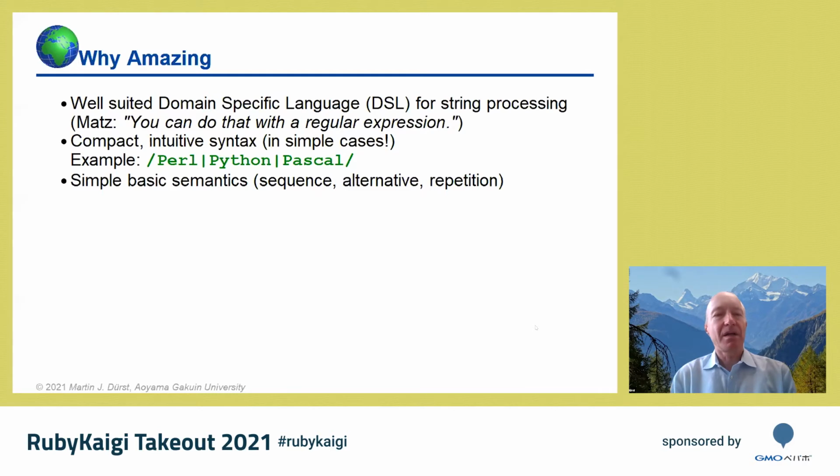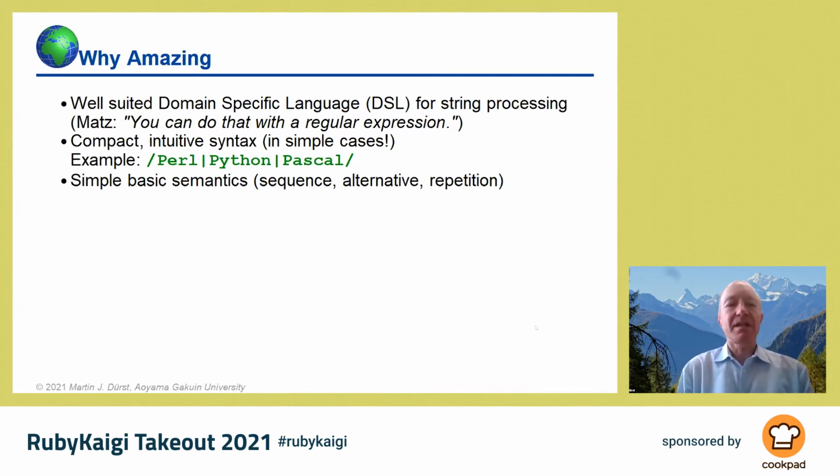Ruby is one of the languages where regular expressions are used very frequently. Regular expressions are amazing because they have a compact and intuitive syntax. If you write Perl or Python or Pascal, it just means what it says. It will match Perl or Python or Pascal and nothing else. So the syntax is very compact and very intuitive. There are few additional characters, and the or sign is very clear, and so on. But unfortunately, that's only the case for simple cases. Also the basic semantics are very simple: a sequence, an alternative, as we just saw, this or this, and then also repetition.